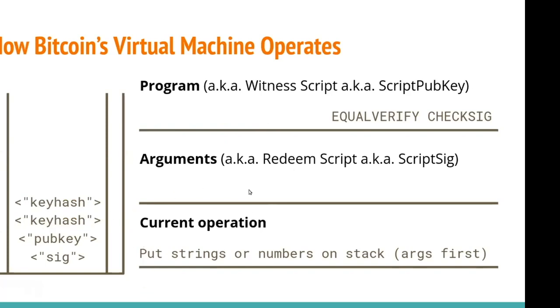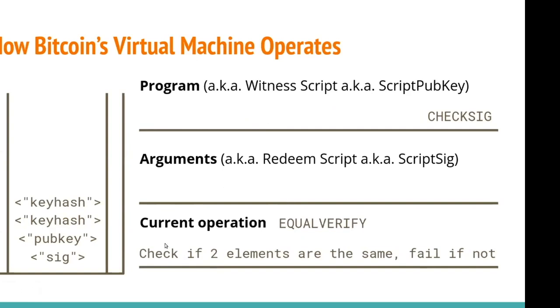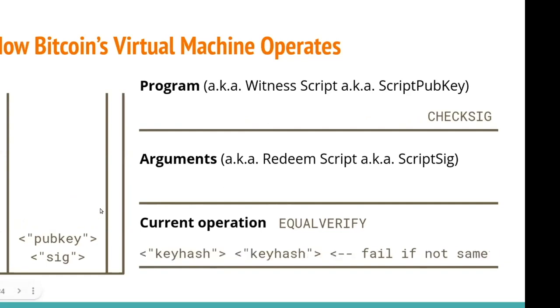Then it goes back to its regular mode of operation. Check if there are any strings or numbers in the arguments section. There are none, so it goes up here and checks if there are any numbers or strings. There are none. Then it runs a function if there is one. Well, there is one: equal verify. What does equal verify do? It checks if two elements are the same and fails if not. So it takes both key hashes and checks if they're the same, and it fails if they're not.